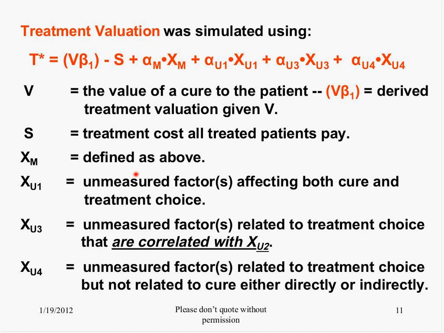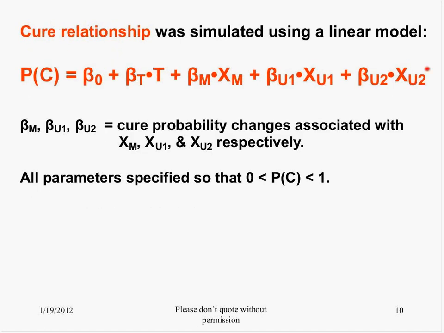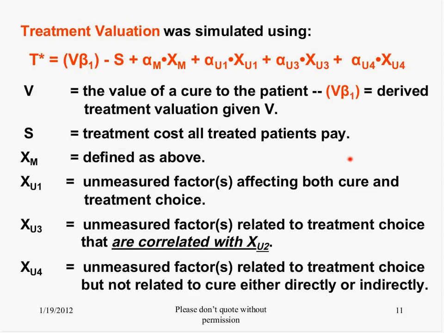X is defined as above. It's a factor that affects both treatment valuation and the probability of a cure. XM is measured. XU1 is just like XM, but it's unmeasured to the researcher. XU3 represents factors that are related to treatment choice. In our models, what we did is we subsequently related XU3 to XU2. Now, if you remember, XU2 was the unmeasured variable in the probability of a cure relationship. So we are binding these variables together.